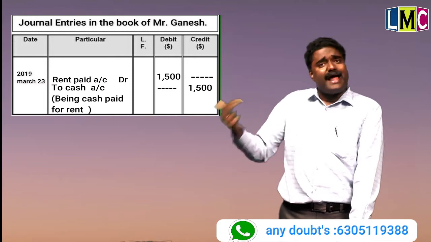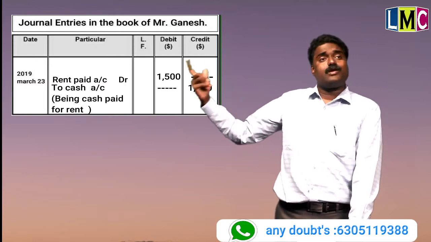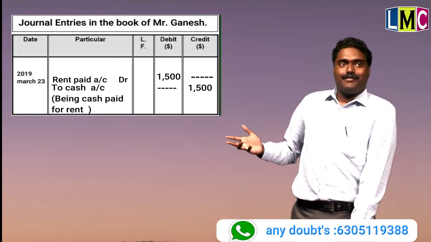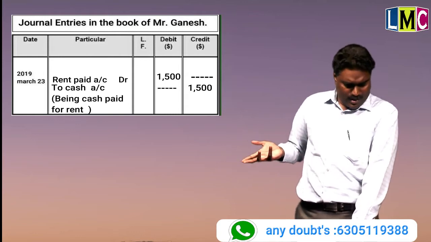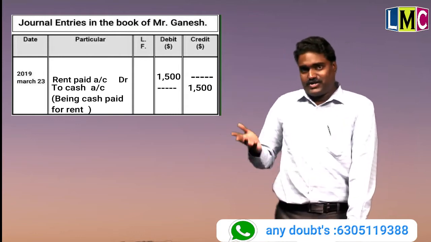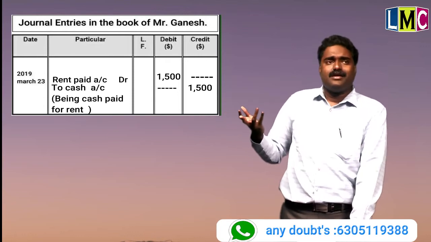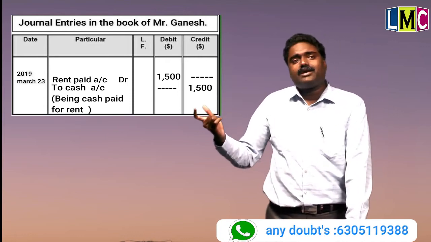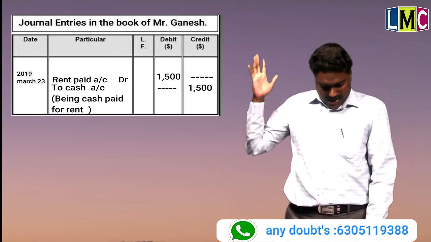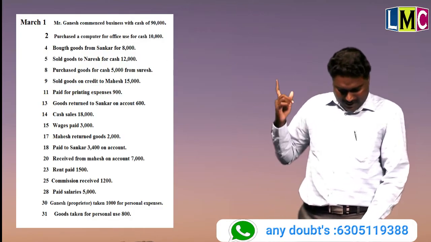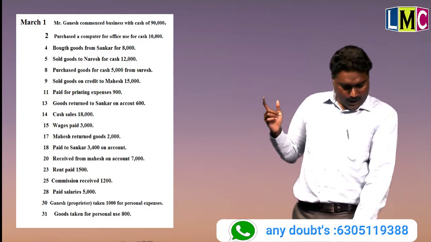If it is paid through bank, then you need to say rent account debtor to bank account. But it is paid through cash. So paid rent, he didn't mention it, so either way you can take it. So rent account debtor to cash account. Cash is going out. Is that clear? Fine. It is on 23rd.